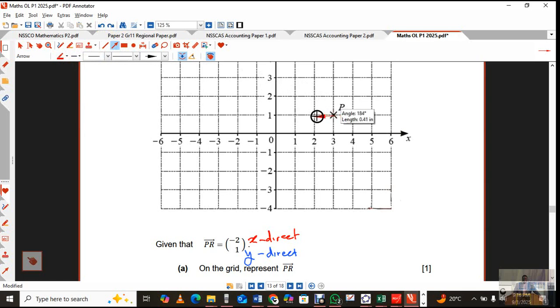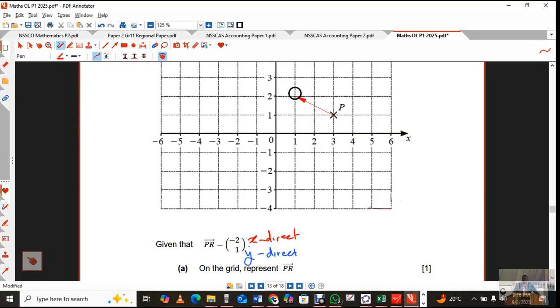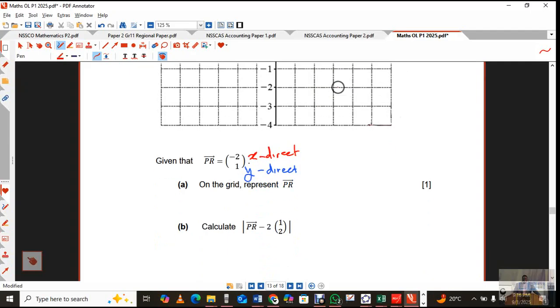From here, I'm going to go 1, 2 places, and y is positive, so we're going to go up. If y was negative, it would be going down. So that is where that point is, and you can go ahead and say that is point R. 1 mark for doing that.